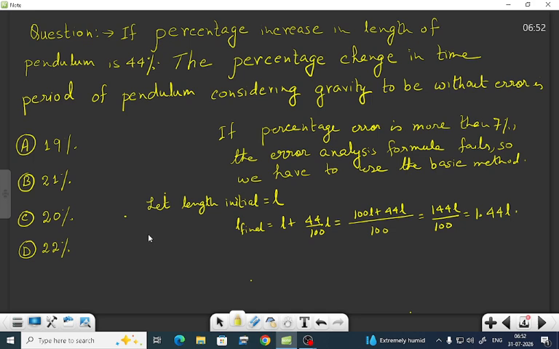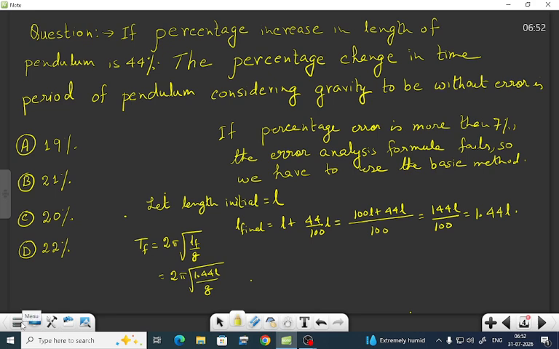Now, we know that the time period is given by T final equals 2 pi root over L final by small g. There is no change in g. Therefore, we get 2 pi root over 1.44 L by g. So what is the square root of 1.44? Let us find the square root of 1.44.